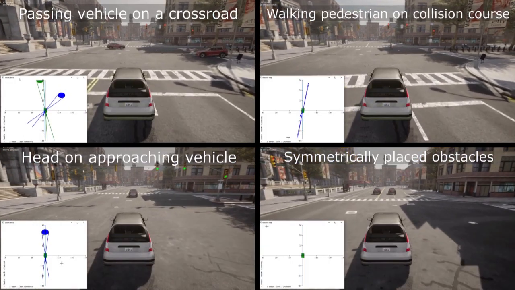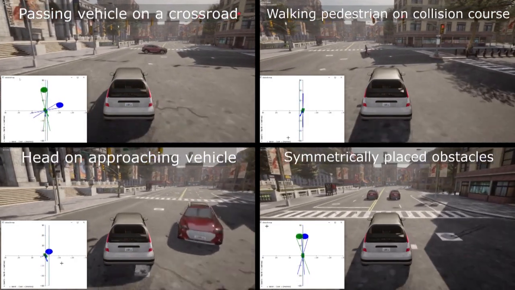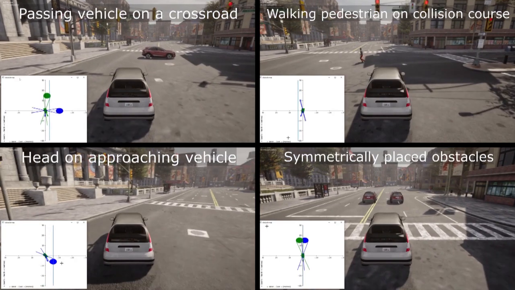Notice that whenever an optimal circumnavigating path is unavailable, like in the bottom right case, the ego vehicle smoothly brakes, thus ensuring safety.